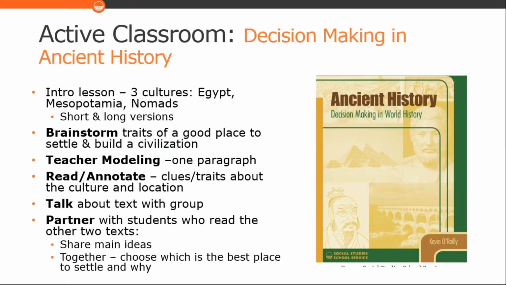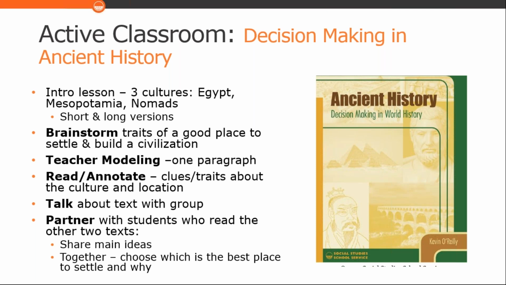So let's talk about what this looks like in active classrooms. I'm going to show you a world history example and a US history example. One of my favorite series in Active Classroom is decision making. If I am a world history teacher, this particular lesson is about ancient history. It gives students three different cultures, and you don't know which cultures they are at the beginning. It doesn't tell you, but one is Egypt, one is Mesopotamia, and one is a nomadic culture.